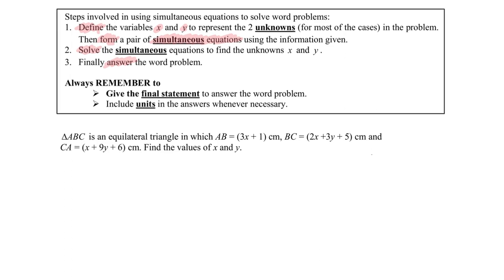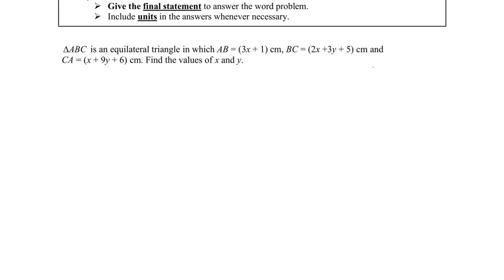So now this is the example here. Triangle ABC is an equilateral triangle where they give us the three sides. Find the values of x and y. Usually it's good to sketch this triangle out.